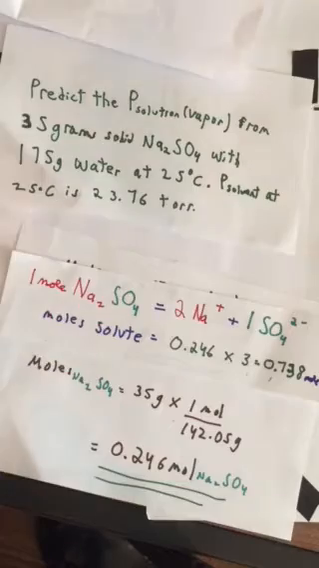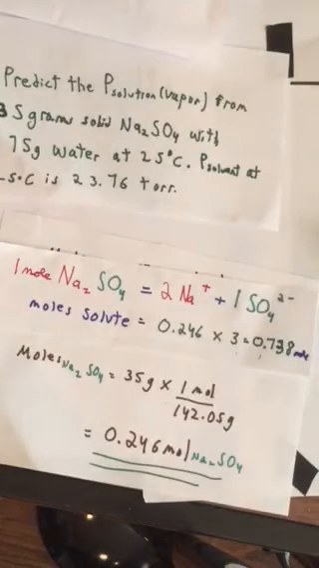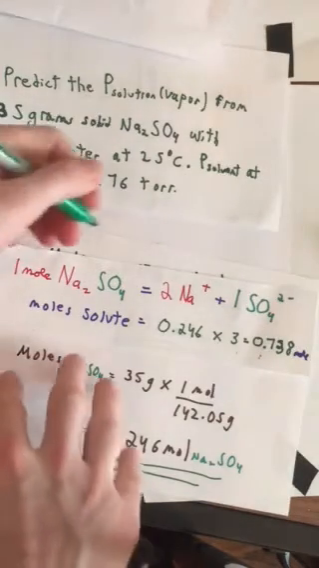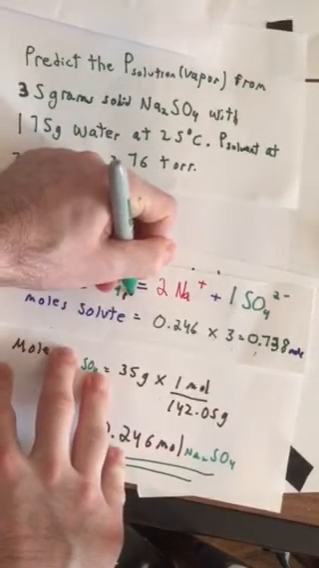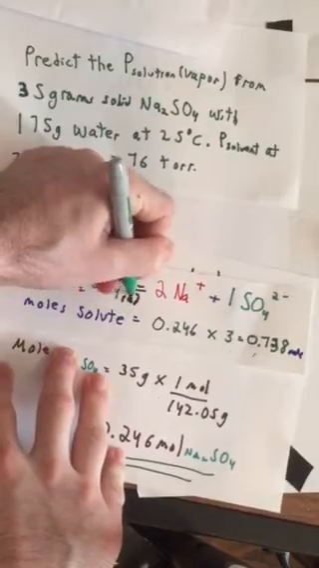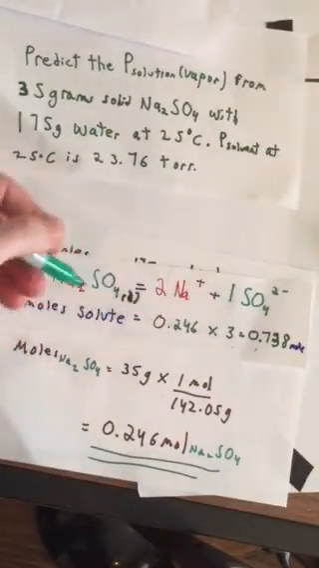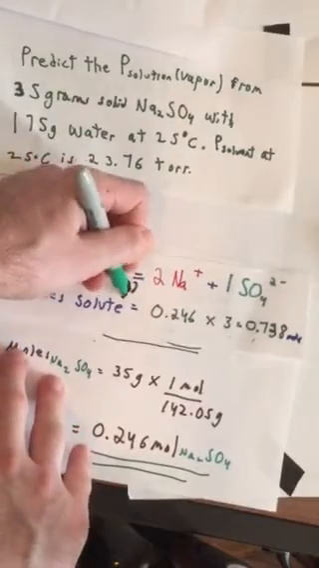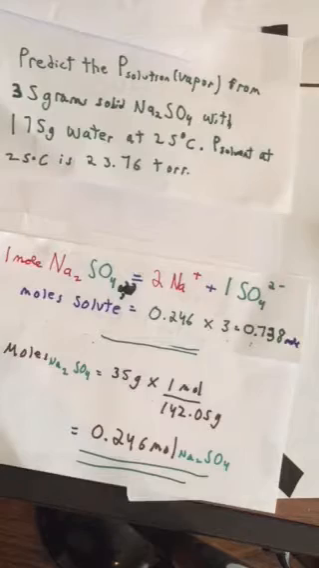But let me write something. Here we go. If this actually said a 2 out here, then you would have 2 of these. So this is just one of these, because that's one whole molecule. Okay, one whole compound.